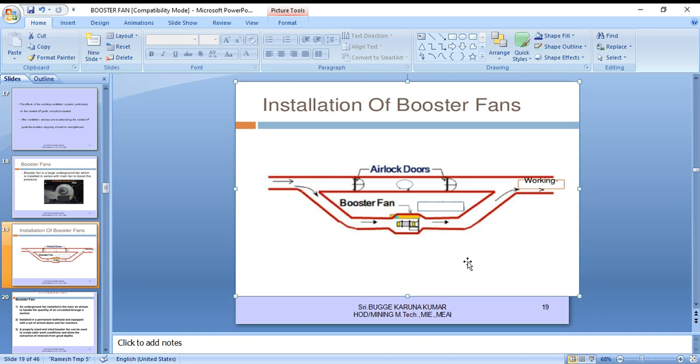Please go through this simplified sketch of how to locate a booster fan at a particular location. By this figure, you can easily understand.